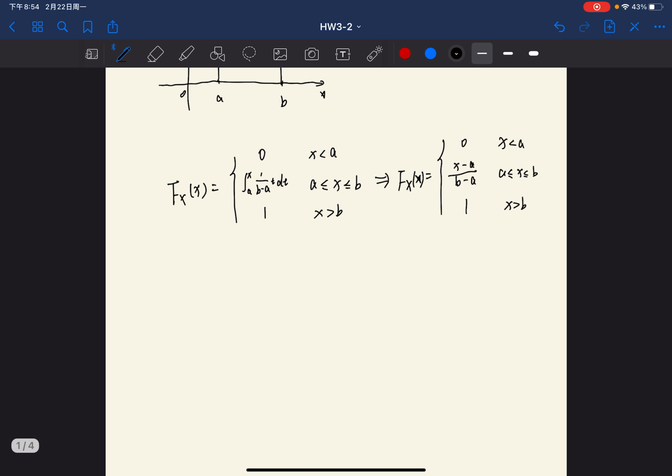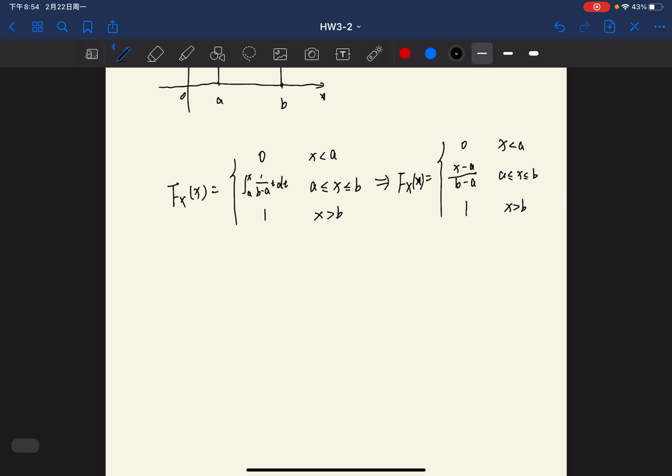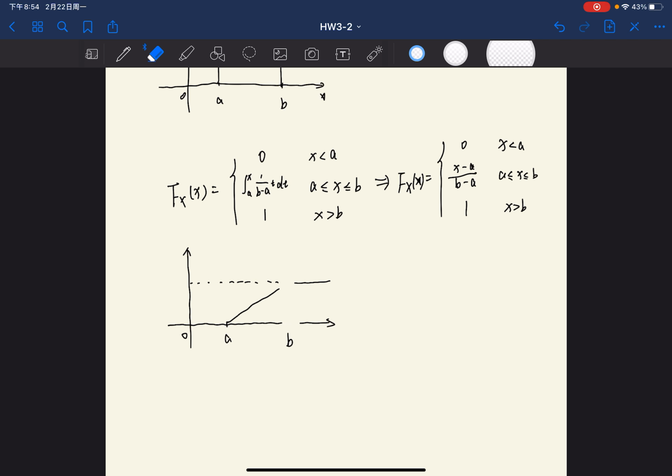And so we can draw the figure of capital F x. The probability distribution function should be like this. And this is the A question. And now the B question.